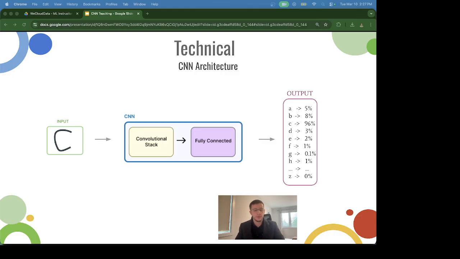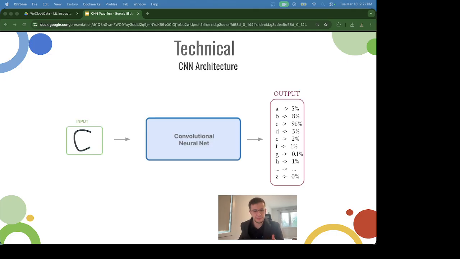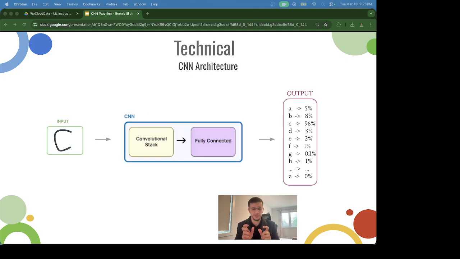So the CNN, if we break apart this black box further, you see that it has two components: the convolutional component and then the fully connected component. That's it. You already know fully connected neural nets. If you don't, go learn about them. It's not that complicated.